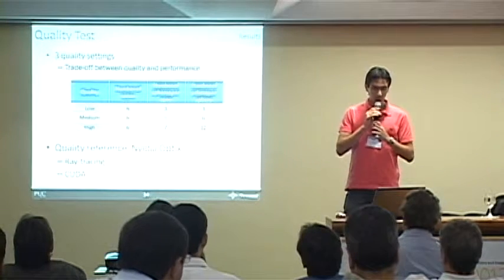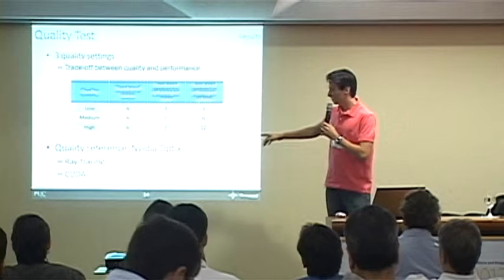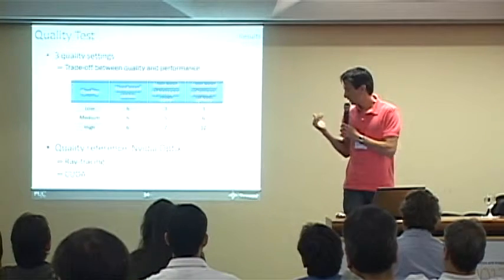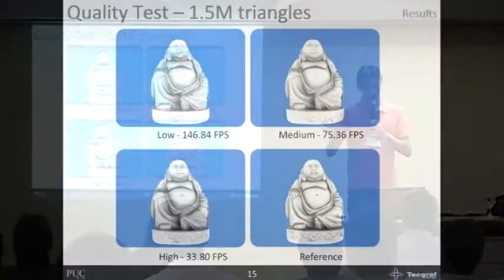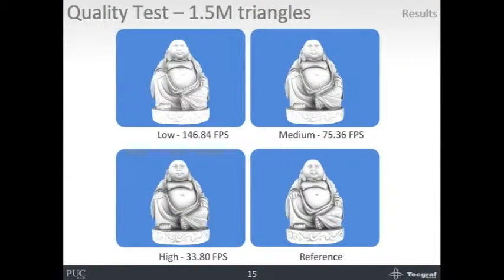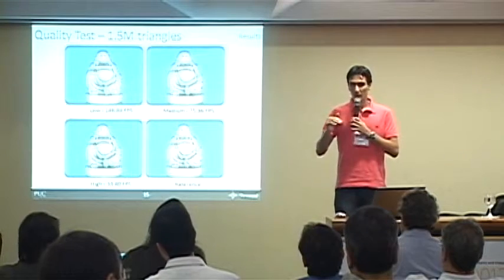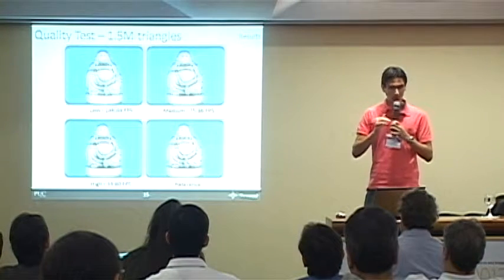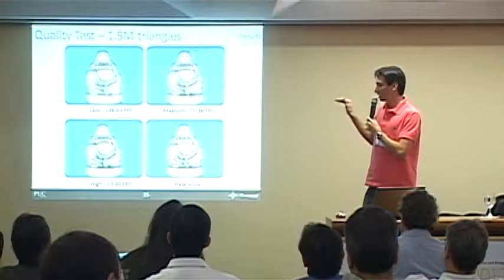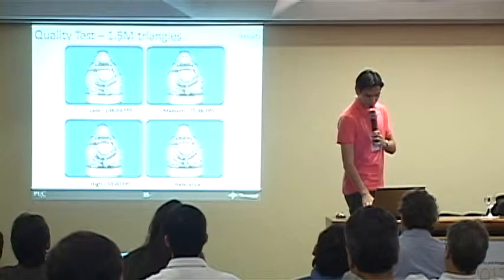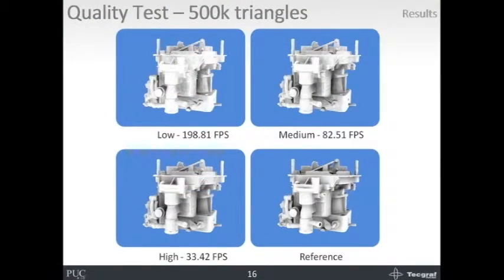We compare our results with the ray tracer from NVIDIA OptiX. It's made in CUDA, it's not real time, so it's our quality reference. Here are some results, just the Buddha model with each one of the quality settings and the reference. You can see that the results tend to get closer, but are good enough even in the lower quality configuration. And the performance tends to decay as we use higher quality configurations. This is another model, the carburetor model, with the same conclusions as before.